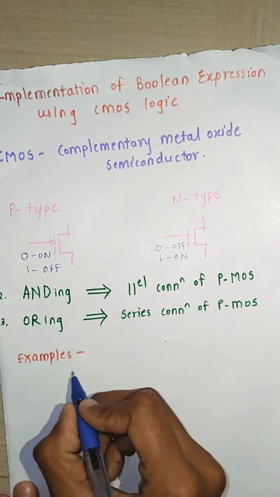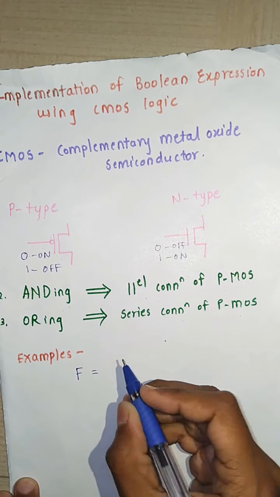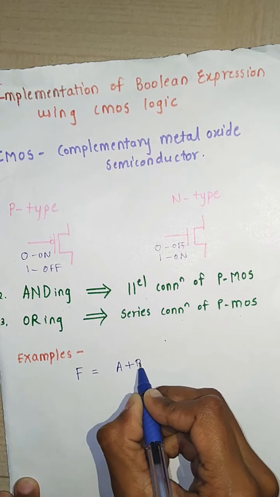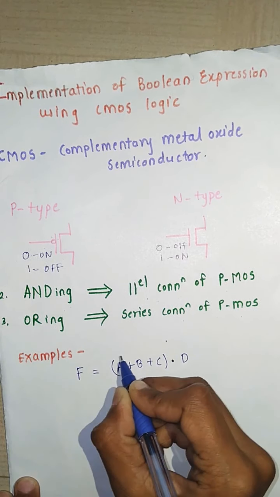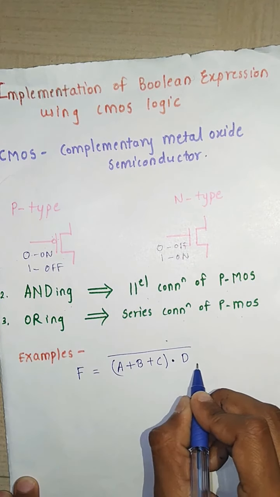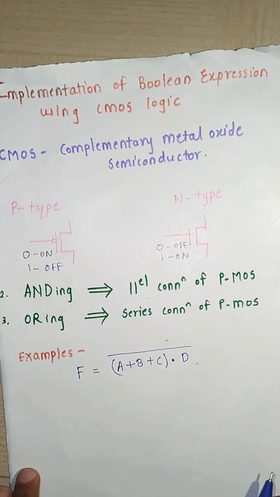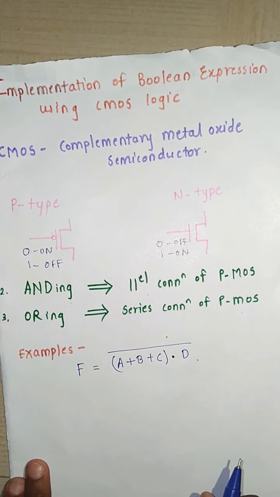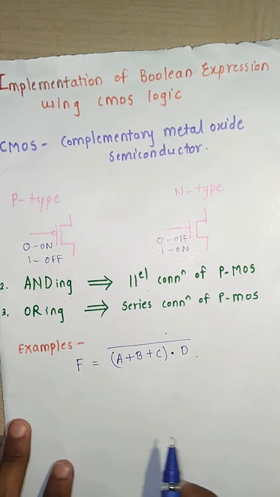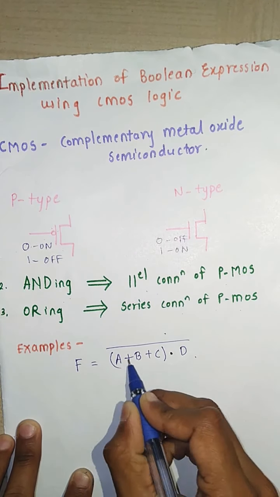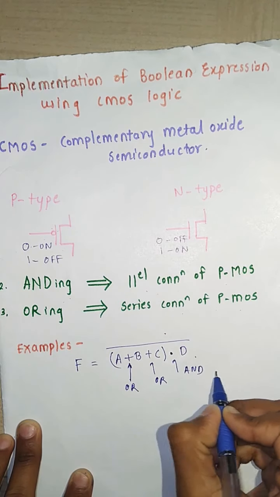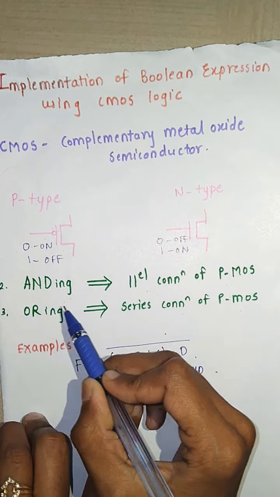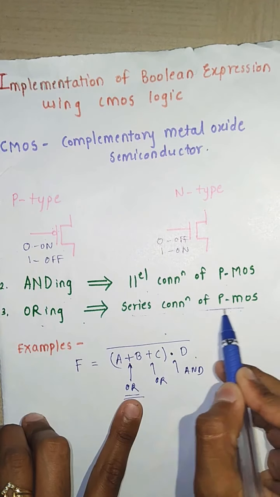Now let us take F, which is the output, equals A or B or C, complete the bracket, and with D, and the whole complement. This is the example and we have to solve it. Now how to solve this? It looks very hard and confusing, but it is very easy, only apply the rules. First we have to check: this is an OR operation, this is an OR operation, and this is an AND operation. So for the ORing operation, there is a series connection of PMOS transistors.